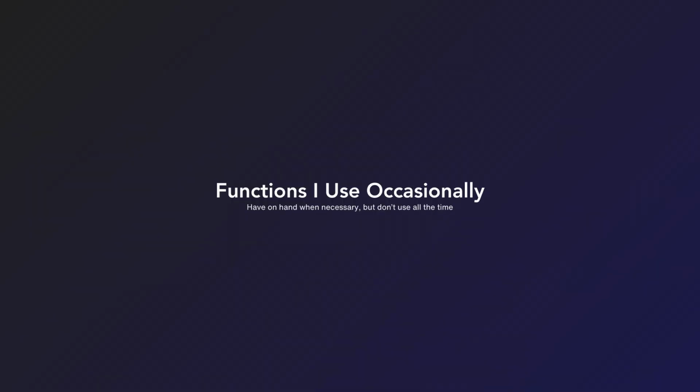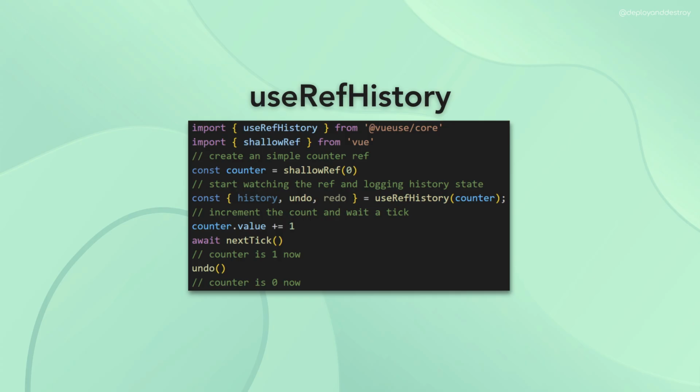Functions I use occasionally are functions that I use for specific use cases. So not in every project, just sometimes. useRefHistory is great for implementing undo and redo. Think drawing apps like Excalidraw, for example, where you want to step back through user actions.